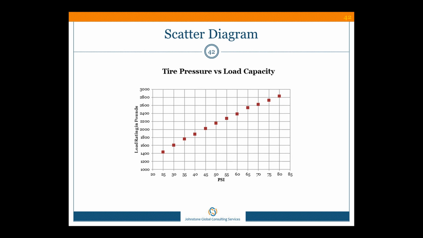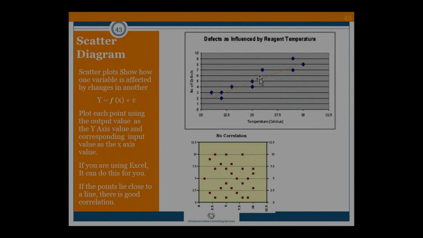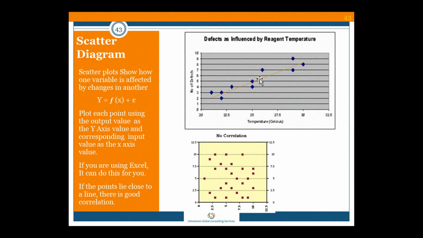This is a plot of load capacity of a single tire versus its inflation pressure. It looks like a straight line because the load capacity is a linear function of the inflation pressure. So there's a strong positive correlation between load capacity in pounds and inflation pressure in pounds per square inch. For linear relationships between x and y, we say there is positive correlation if y goes up when x goes up, and negative if y goes down when x goes up. No correlation if y behaves randomly as x changes.